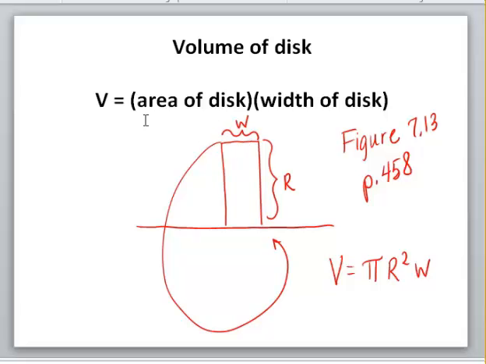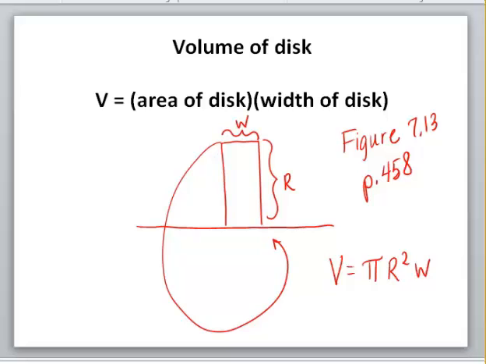We're going to be able to find the volume of this disc by finding the area of the disc, which is the area of a circle, pi r squared. So we find the area of the circle, and then multiply it times the width of the disc, or the height. What this really does is create a cylinder type object.